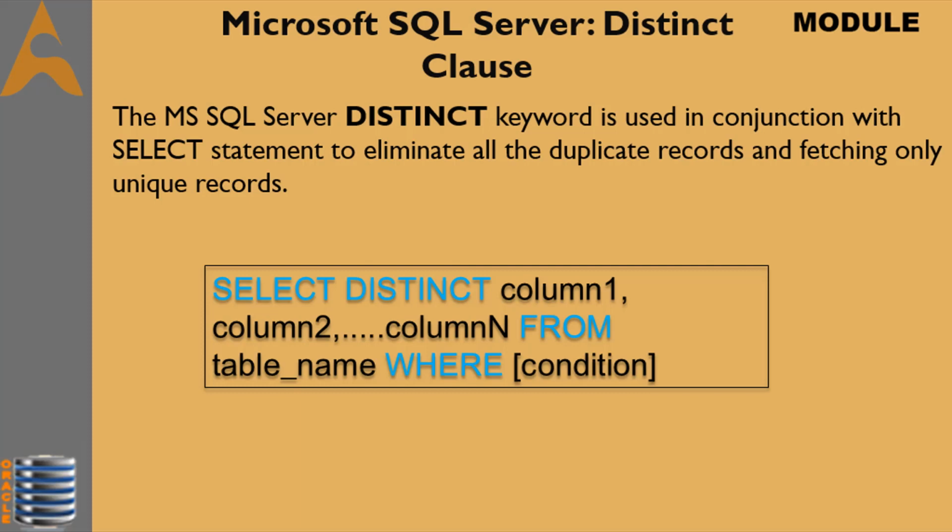Microsoft SQL Server, distinct clause. The MS SQL Server distinct keyword is used in conjunction with select statement to eliminate all the duplicate records and fetching only unique records. There may be a situation when you have multiple duplicate records in a table. While fetching such records, it makes more sense to fetch only unique records instead of fetching duplicate records. You can see the syntax of distinct keyword to eliminate duplicate records.